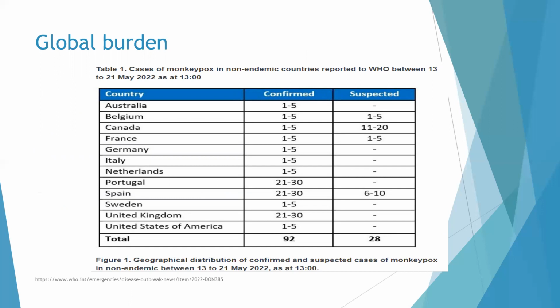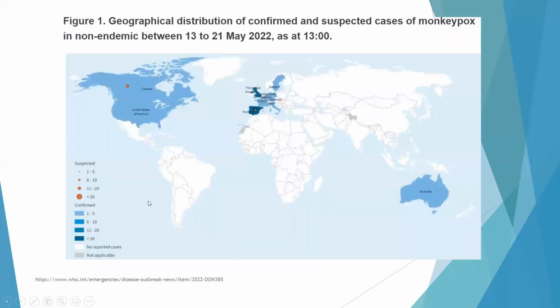So these were the latest updates regarding the cases identified in different non-endemic countries, with the highest number of confirmed cases in the UK, Portugal, and Spain, and later on 1 to 5 cases in other developed countries. This is the geographical map showing the distribution of suspected and confirmed cases between 13th and 21st May. It includes several areas like Australia, Canada, Germany, and Italy, as shown in the previous table.